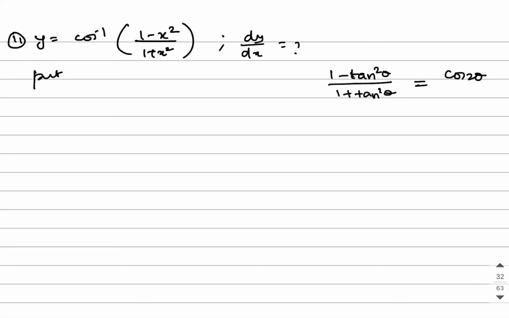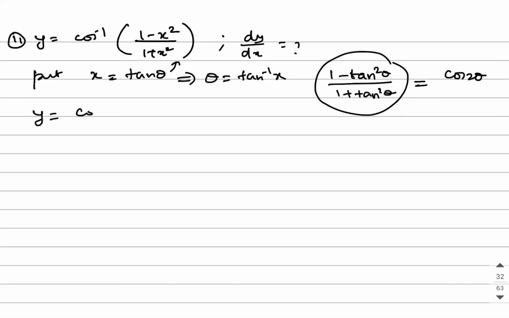So the idea here is put x is equal to tan theta again, which implies theta will be equal to tan inverse x. So wherever x is there, substitute tan theta. Wherever theta is there, replace it with tan inverse x. So y will be equal to, if I substitute it here, according to this form, cos inverse of cos 2 theta, that is nothing but 2 theta. So y is equal to 2 into theta, which is nothing but 2 tan inverse of x.